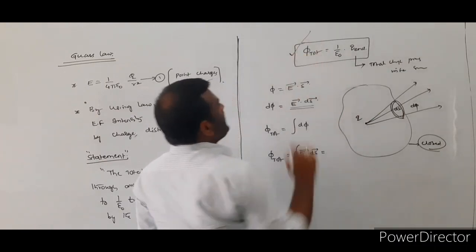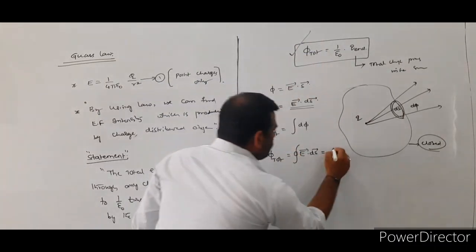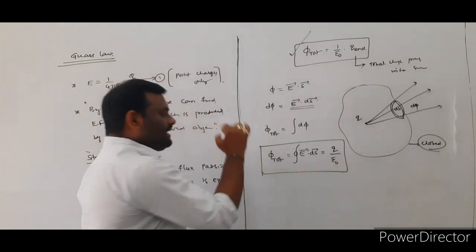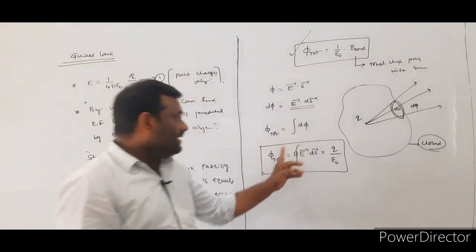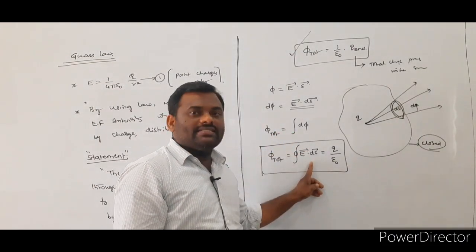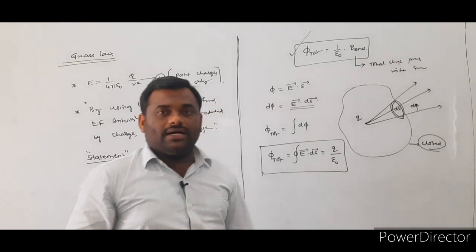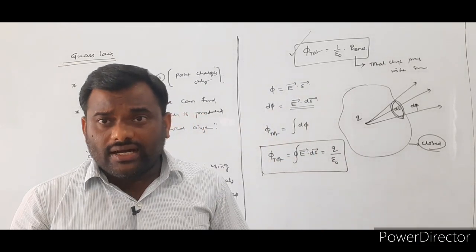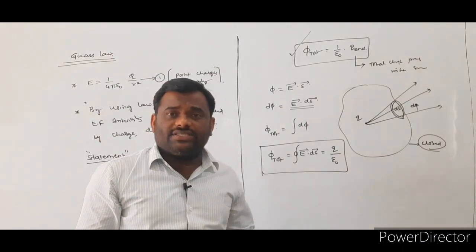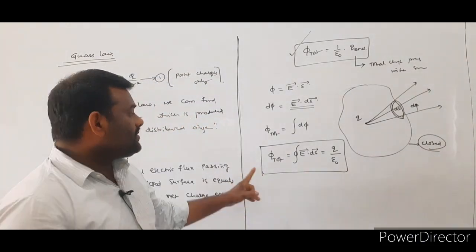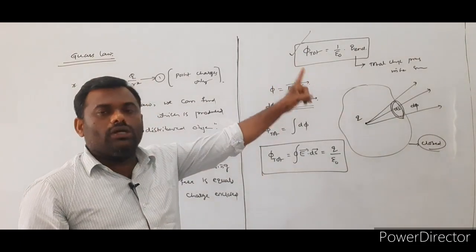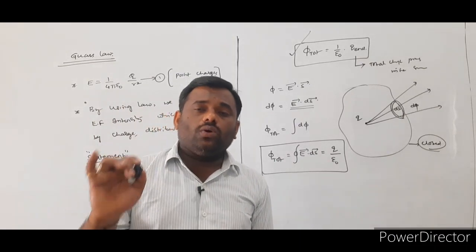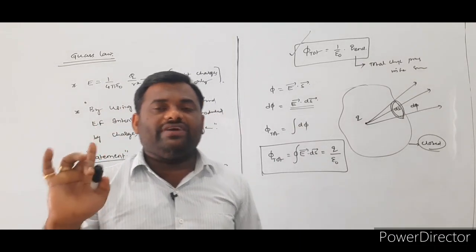Again, according to the statement of the Gauss law, we will write whose value is equal to Q by epsilon naught. So this is a single statement of the Gauss law in terms of the flux, electric field intensity and charge. So this is the Gauss law. What is the Gauss law? According to the Gauss law, the total electrical flux which is passing through any closed surface is equal to 1 by epsilon naught times the total charge enclosed by the surface.